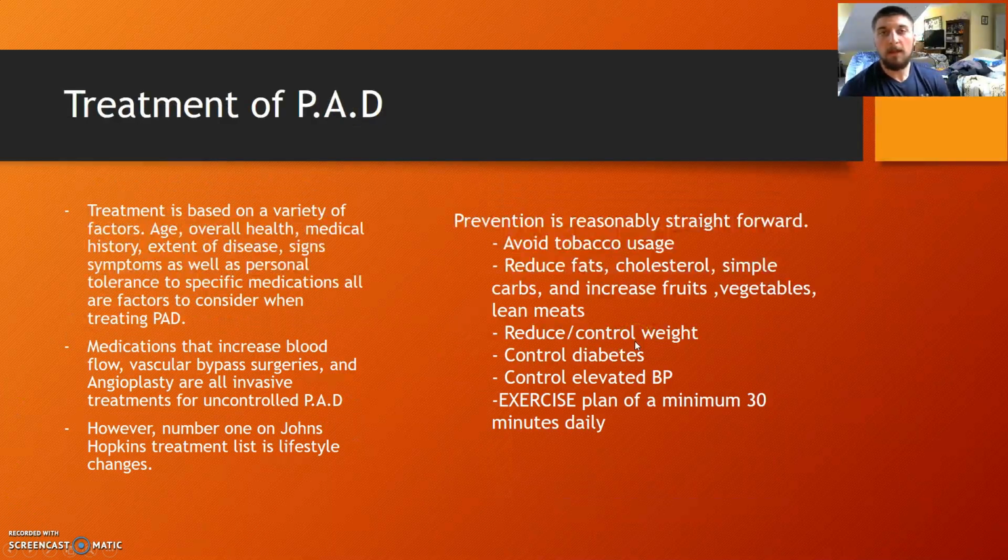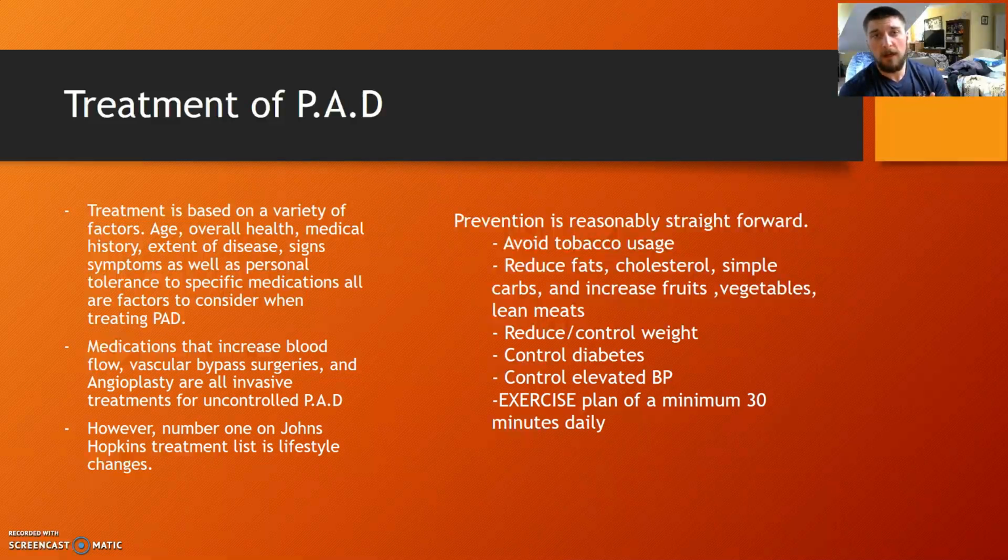So treatment of PAD, well, the answer is the same as with everything that we learned in exercises. It really depends. So treatment's based on a variety of factors. It's based on your age, your medical history, your overall health before you were diagnosed, the extent of the PAD, as well as your tolerance to specific medications.